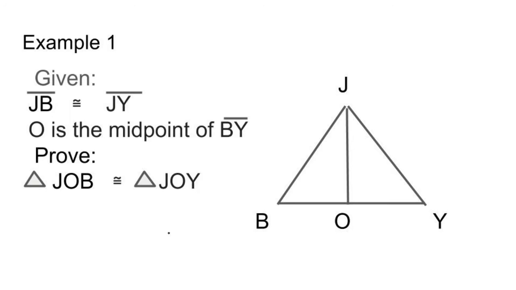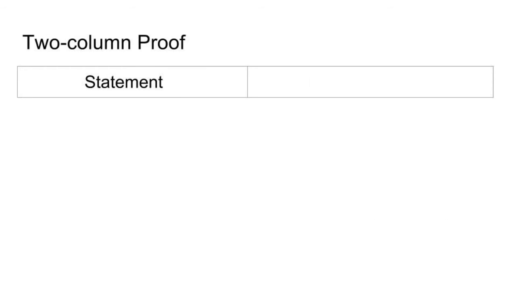Segment JB is congruent to segment JY. Segment JO is congruent to itself. And if point O is the midpoint of segment BY, then segment BO is congruent to segment YO. The marks show that three corresponding sides are congruent. Let's organize our statements and reasons using the two-column proof. One column for the statements and the other for the reasons.